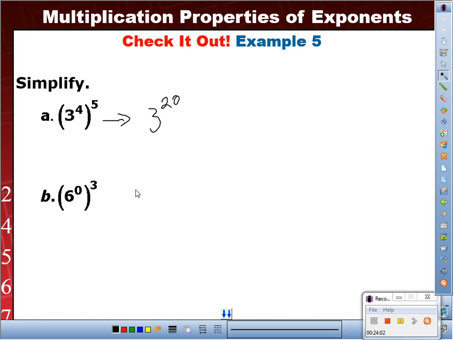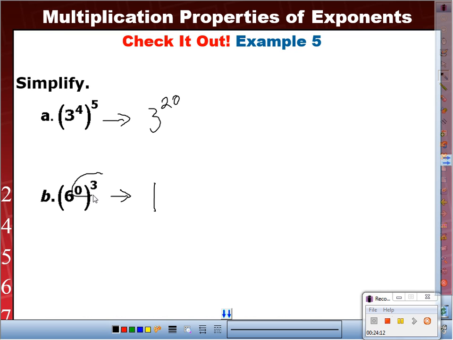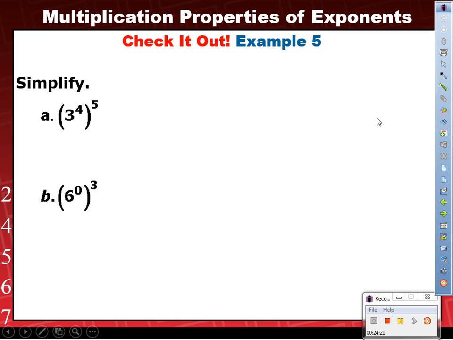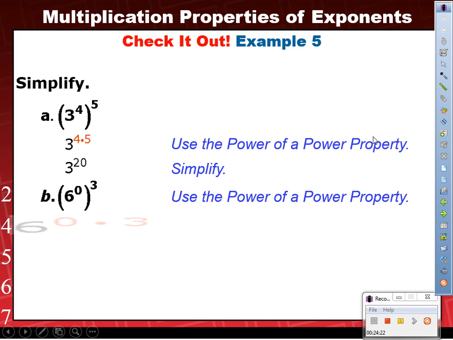Hands if you got that. Okay, and for B, everyone. 1. Everybody got it, right? Watch. Let me show you why. What is 3 times 0? 0. So any number to the 0 exponent is 1. Yes? Yes, it's a cube. All right.